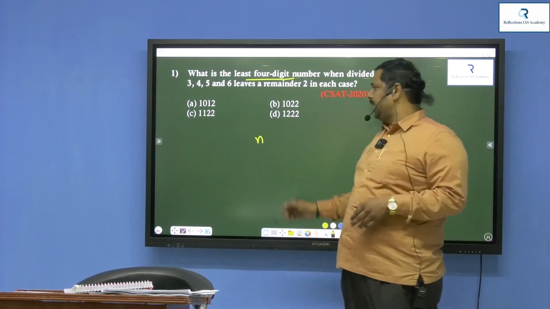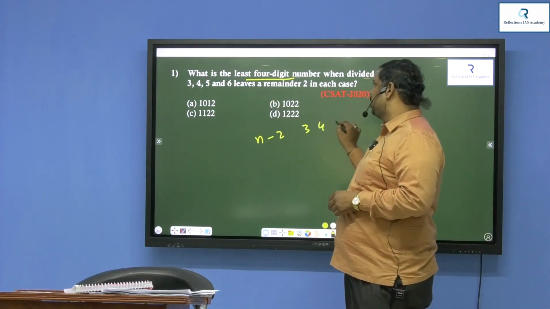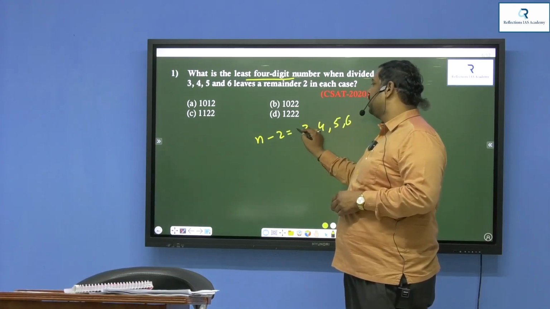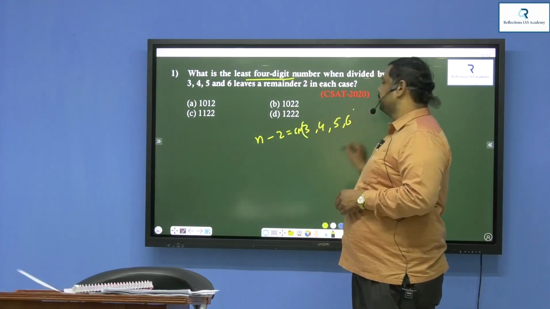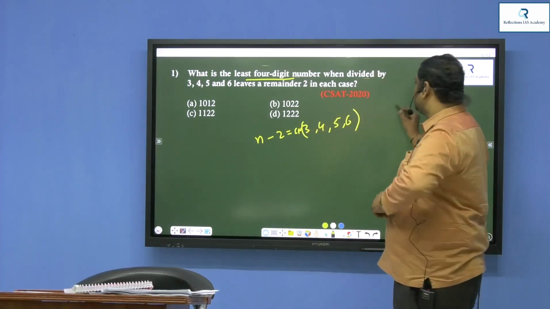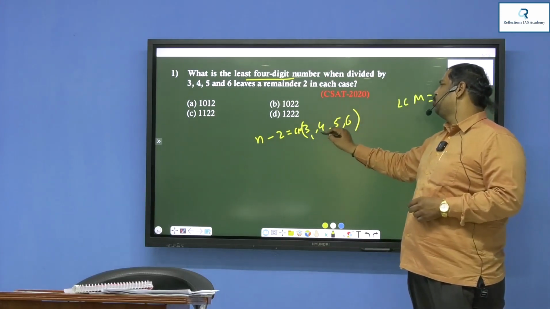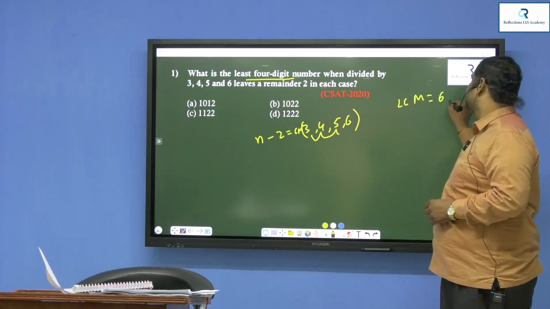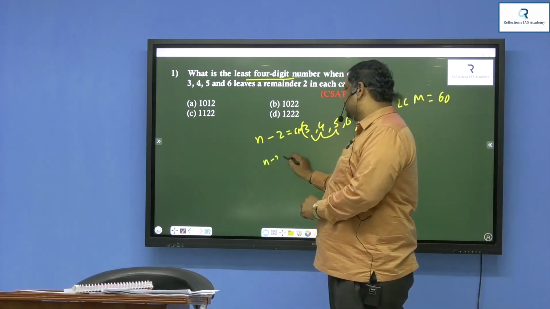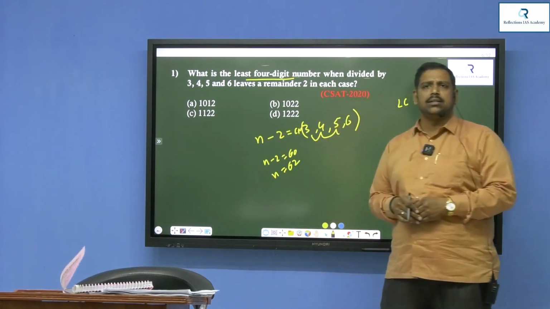Yes or no? n minus 2 is a multiple of 3, of 4, of 5 and of 6, which means n minus 2 is a common multiple of all. Normally I will go with the LCM. LCM of 3, 4, 5, 6 is 60. Normally my answer will be n minus 2 equals 60, so n is 62. This is my answer.